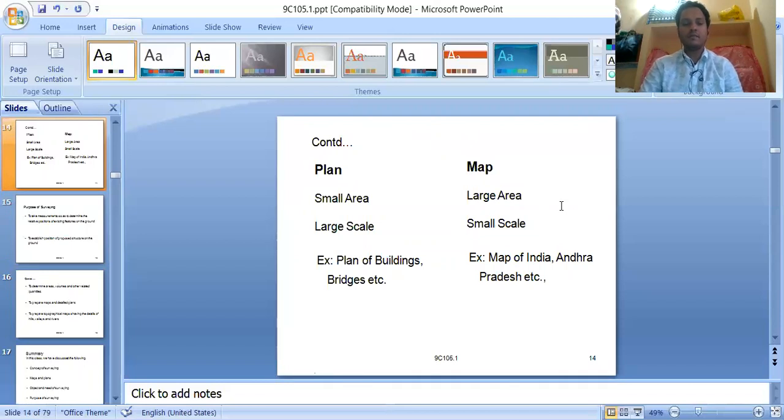So for example, we can say plan of a building, plan of a bridge, etc. Maps have some examples like map of India, Telangana, etc.